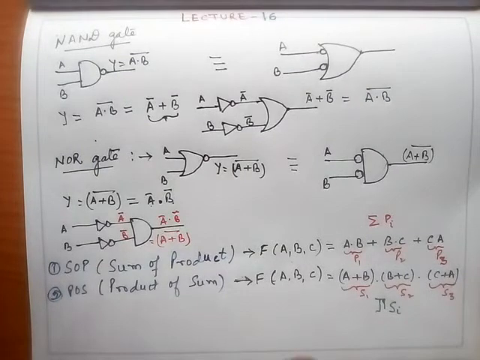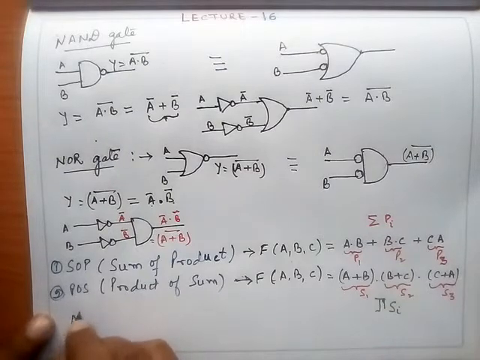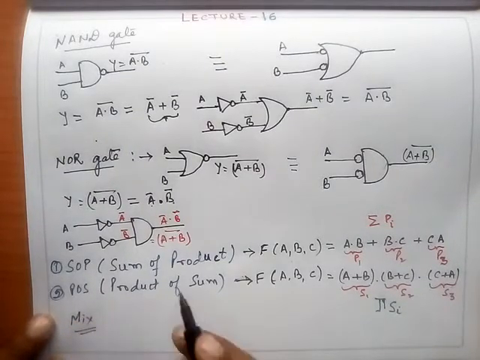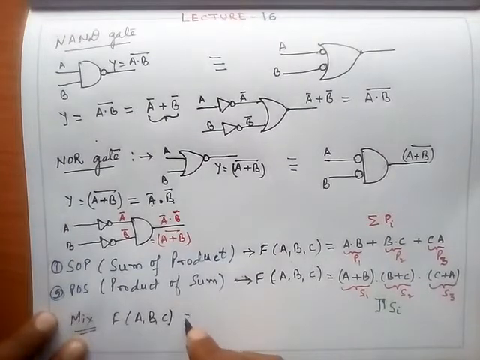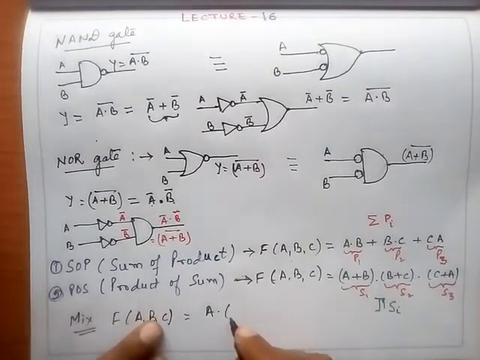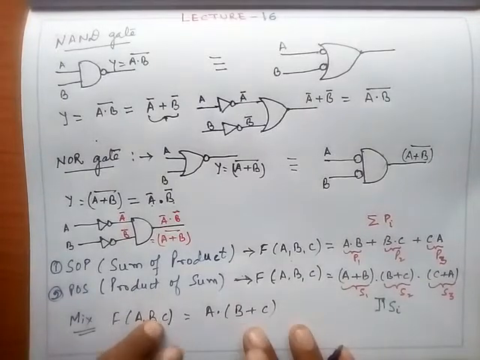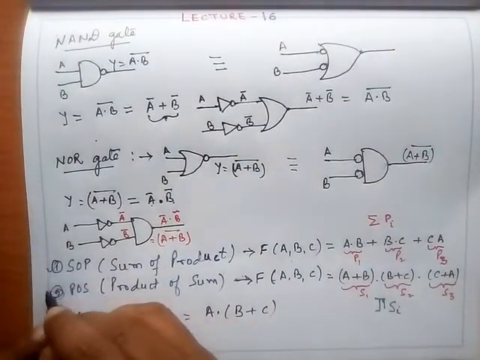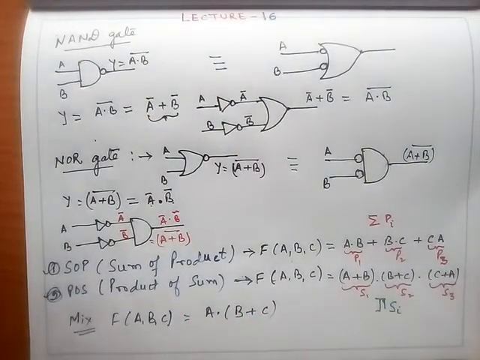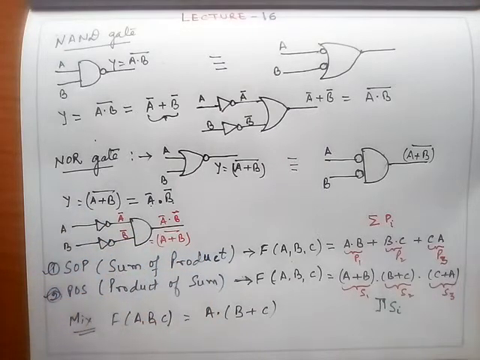Although basically there are these two forms only, there can be a mixed form also. Suppose f is a Boolean function of A, B, C, and it is equal to A dot (B plus C). This is a mix. This is a sum here, this is a product here. So this is sum of product and product of sum. Now let's come to the realization of sum of products and product of sum by gates.